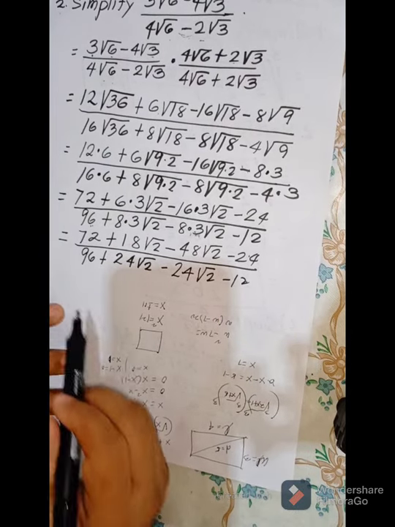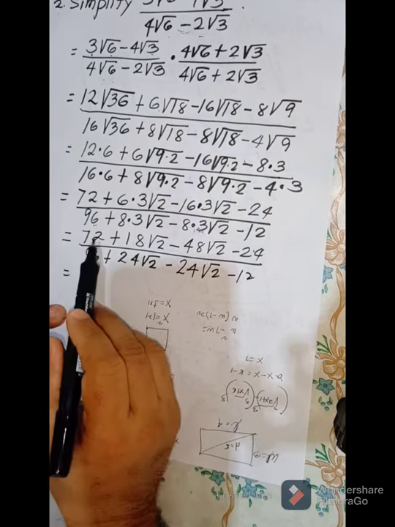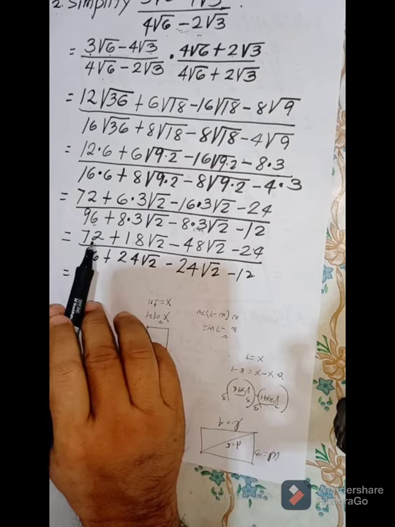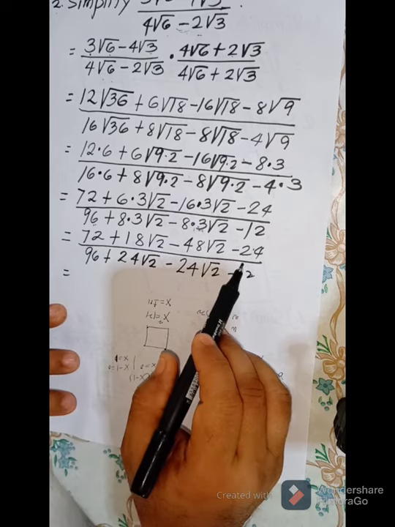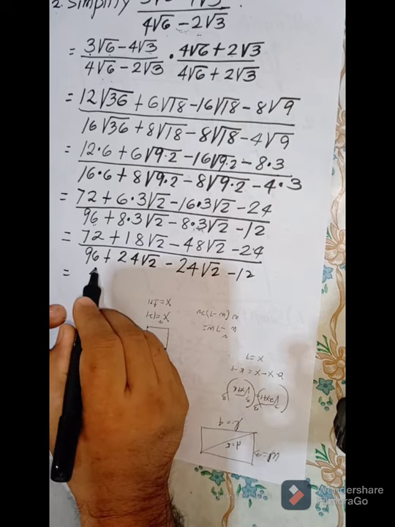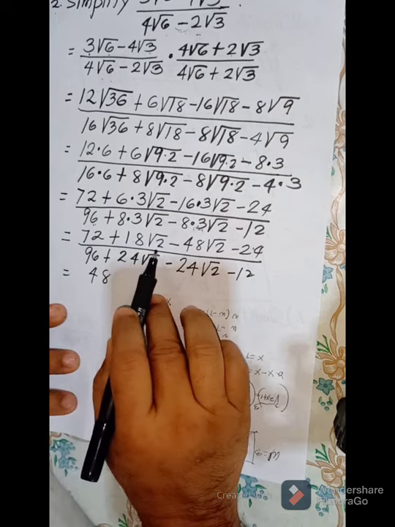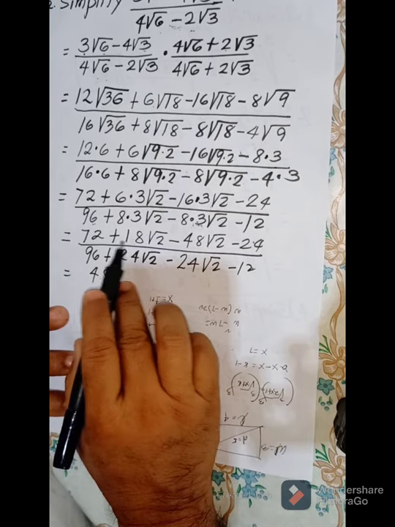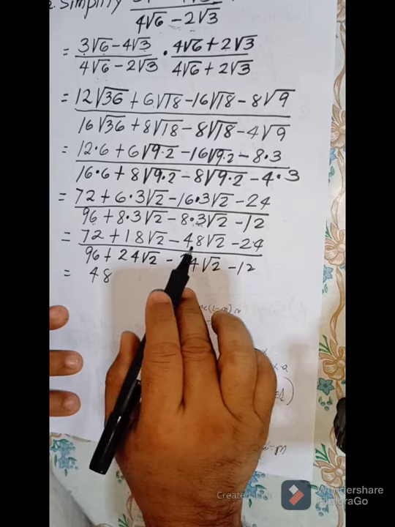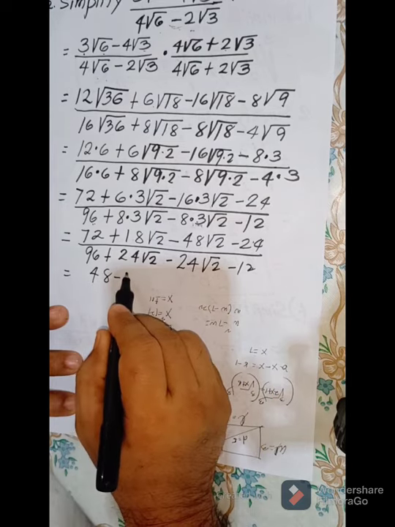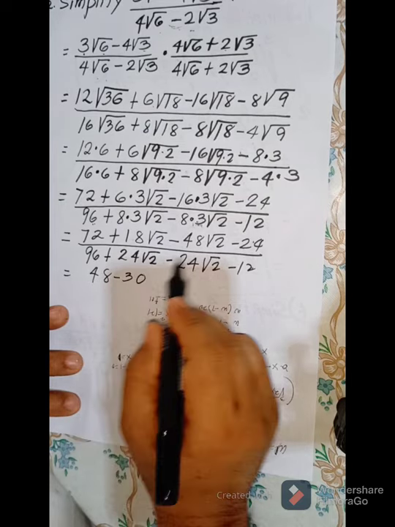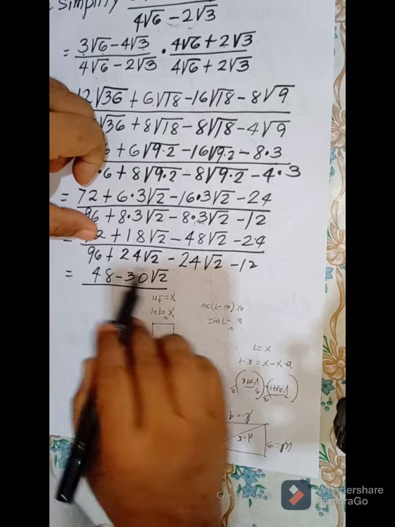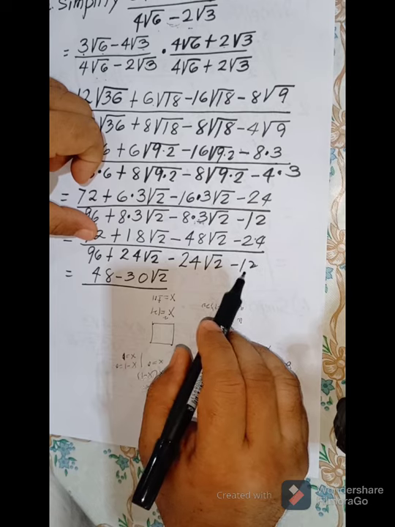Now there are similar terms here. For example, in the numerator, 72 and negative 24 are similar. So combine, 72 minus 24 is 48. Positive 18 square root of 2 and negative 48 square root of 2 are similar, so they can be combined. Positive 18 minus 48 is negative 30. Then copy the common radical, square root of 2, over 96 and negative 12.